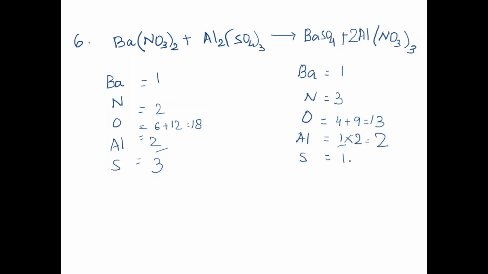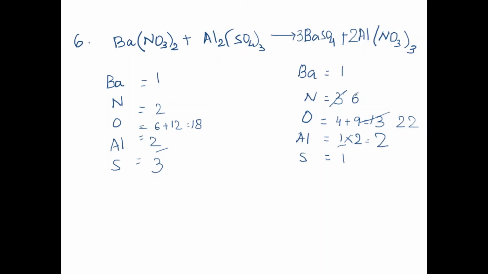So now all these numbers will change. Aluminium 2, nitrogen will be 3 here and a 2 here. It comes out to be 6. And oxygen will come out to be 3 3s are 9, into 2, 18. 18 plus 4 comes out to be 22. Yes? Yes or no? Okay. Now here sulfur is 3 and here sulfur is 1. So what we can do is write down here 3. Can we write down 3 here?